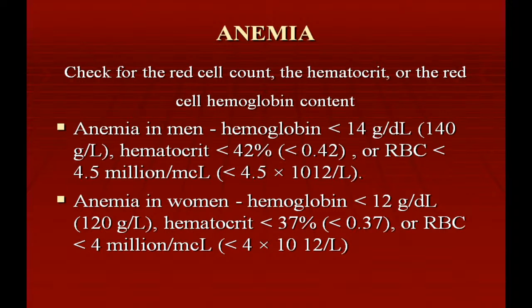And in women the markers of anemia are nearly the same: hemoglobin is decreased to less than 120, hematocrit is less than 37%, and RBC is less than 4 million.